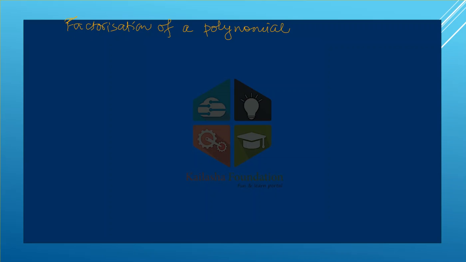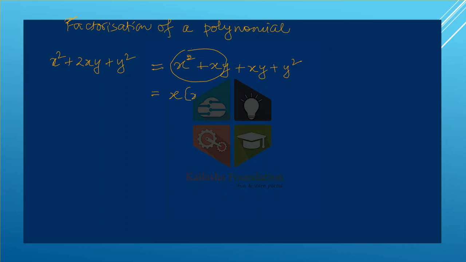Factorization of a polynomial. I'll show you a few examples. x square plus 2xy plus y square. If you directly remember the formula, then it is easy for you. Otherwise we can do it like this. x square plus 2xy can be written as xy plus xy plus y square. This is taking x common, x plus y, and then taking y common, it is x plus y.